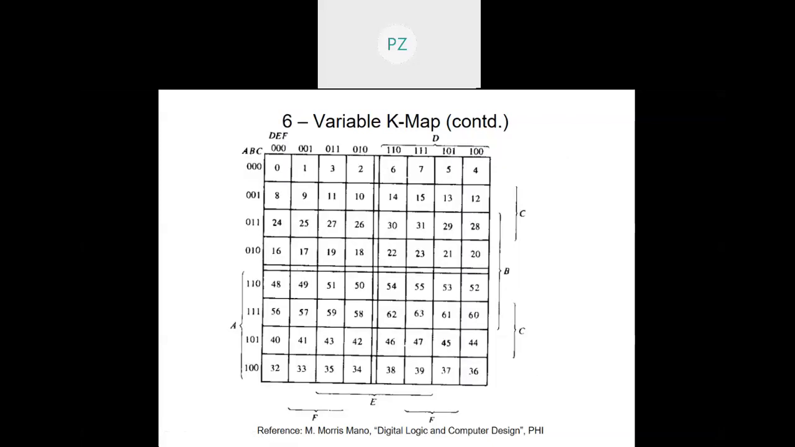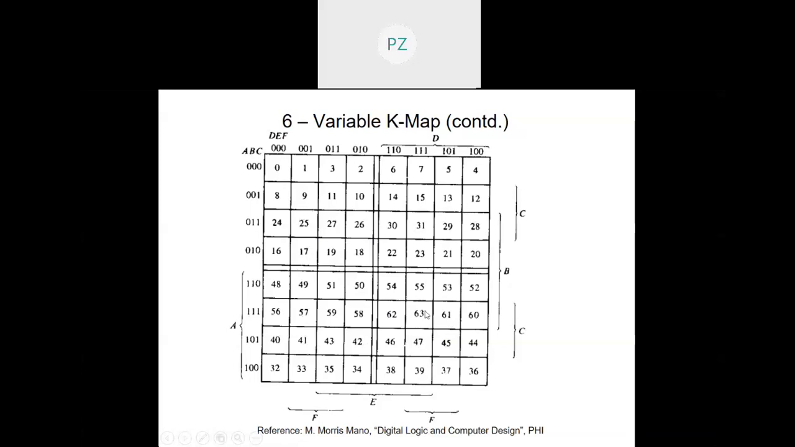A 6 variable K map will extend in both the directions, with the variables being A, B, C, D, E, F. So this is something that we've already seen in the 5 variable K map. The 6 variable K map will have these variations in much the same way as we have for the columns. We'll have a similar thing for the rows. Now in this case, it may be combined not like this but also like this. For example, we can combine 9, 11, 25, 27, 13, 15, 29, 31, and also 41, 57, 59, 43, 45, 61, 63, 47 all together.